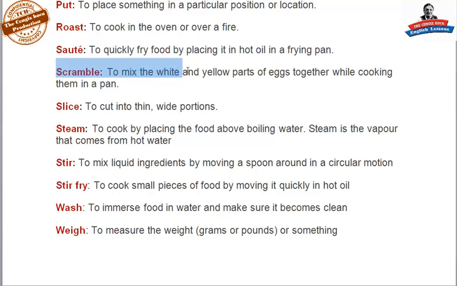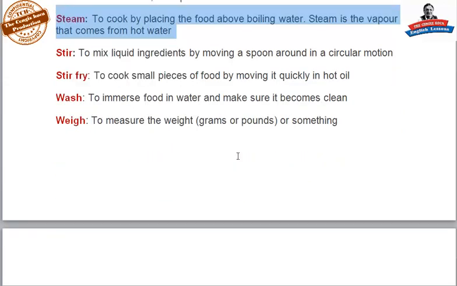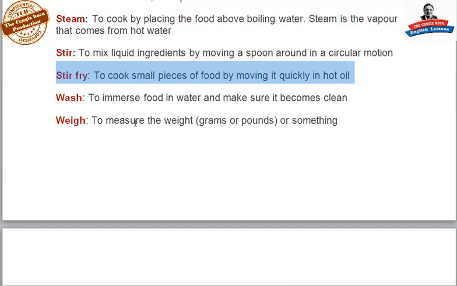Scramble is to mix the white and yellow parts of eggs together while cooking them in a pan. Slice is to cut into thin, wide portions. Steam is to cook by placing the food above boiling water. Steam is the vapor that comes from hot water. Stir is to mix liquid ingredients by moving a spoon around in a circular motion. Stir fry is to cook small pieces of food by moving it quickly in hot oil.